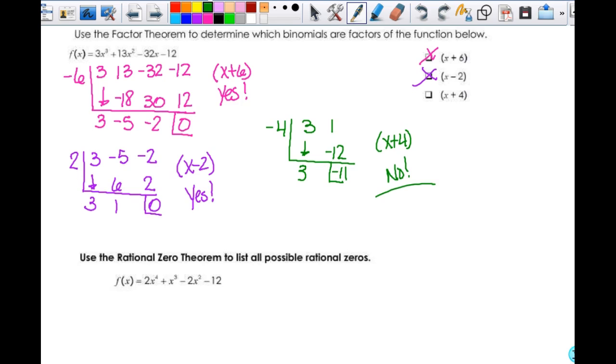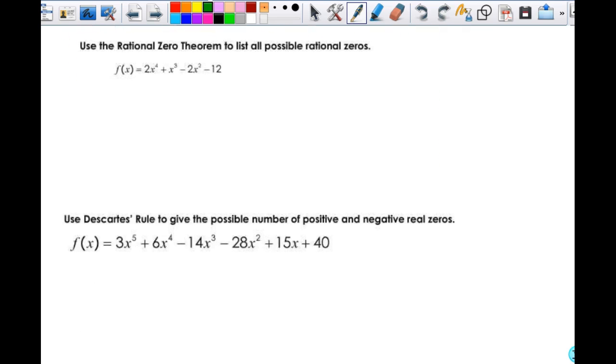All right, so then we're going to use the rational zero theorem to list all the possible rational zeros. We really already did this on the front because that's something you have to do within another problem. But remember that it is a ratio of the factors of the constant term, so plus or minus 1, plus or minus 2, plus or minus 3, plus or minus 4, plus or minus 6, plus or minus 12, over the factors of the leading coefficient.